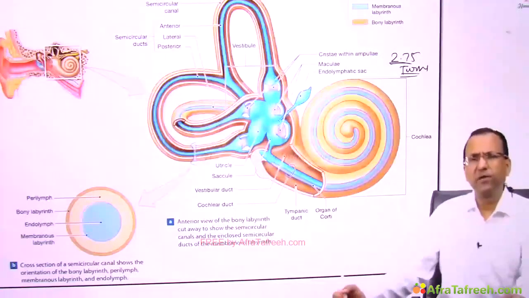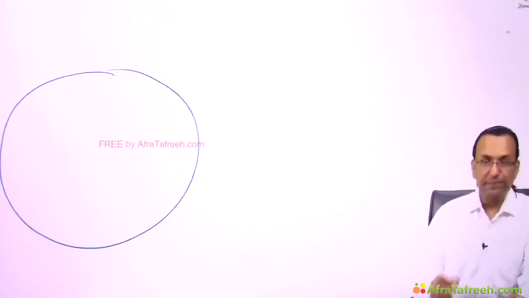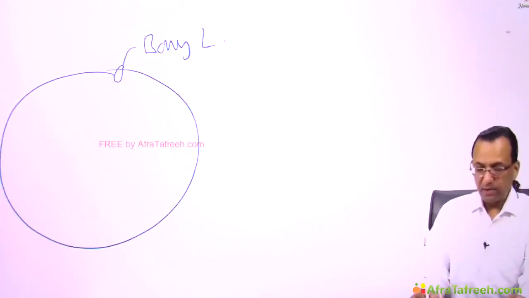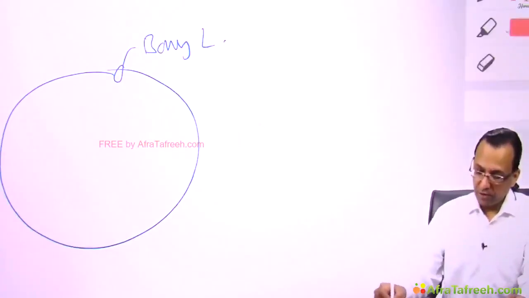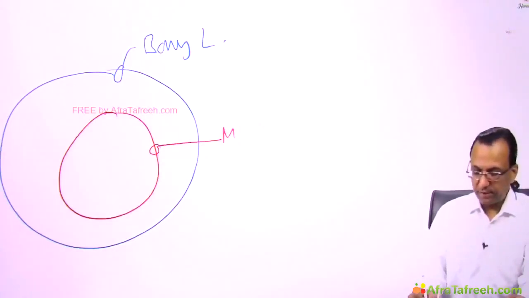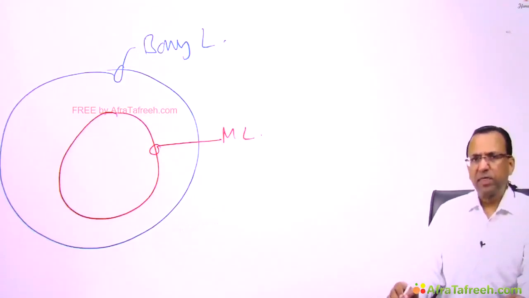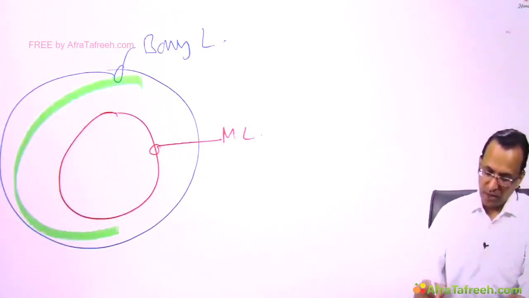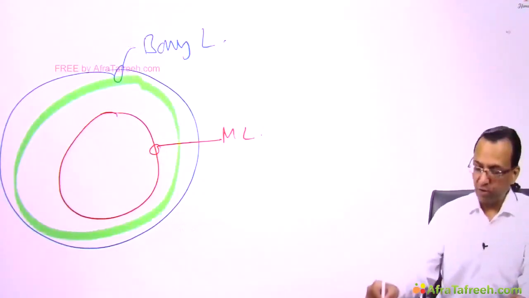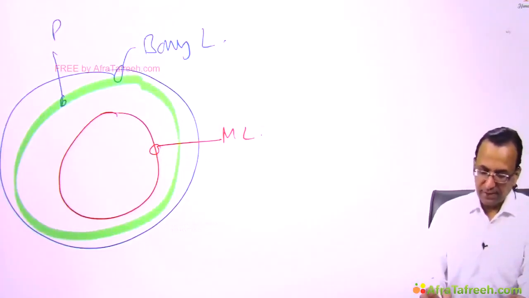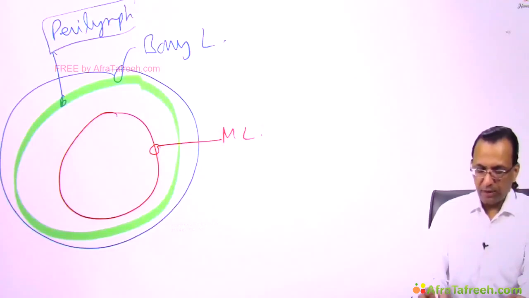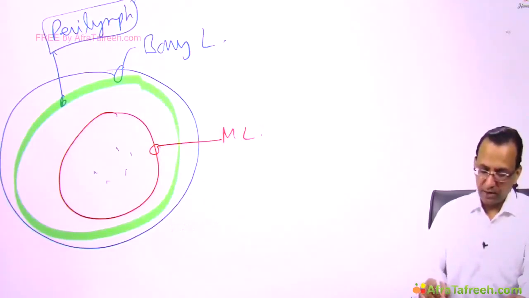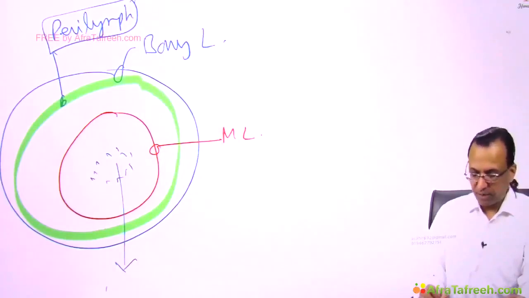Can we see some more details of all that? Yes, let us do one thing. First, you have to understand that there is the outer bony labyrinth. Then inside is the membranous labyrinth. Between the outer bony and the inner membranous labyrinth, you have some fluid. And what is that fluid? That fluid between the bony and membranous labyrinth is called perilymph. If this is perilymph, then where is endolymph? Endolymph must be inside here, inside the membranous labyrinth.